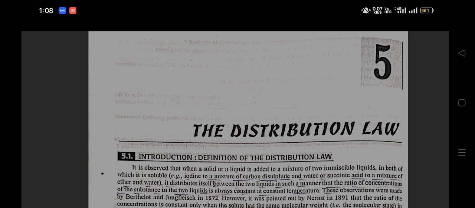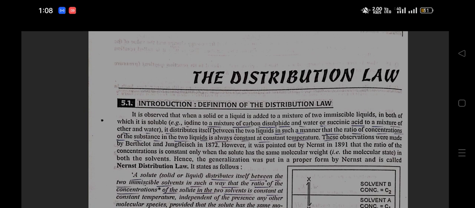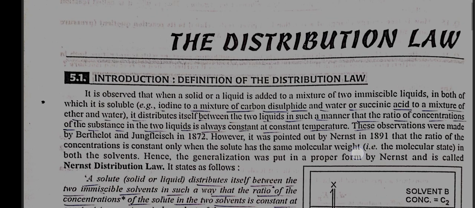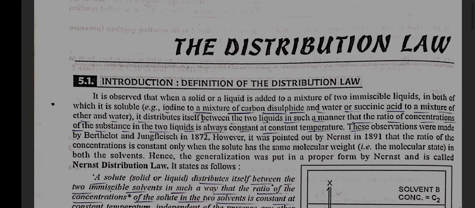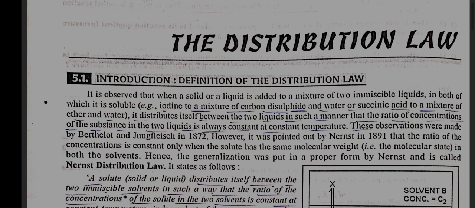Now we discuss the distribution law. Let's start. Introduction. It is observed that when a solid or a liquid is added to a mixture of two immiscible liquids, in both of which it is soluble, for example iodine to a mixture of carbon disulfide and water, or succinic acid to a mixture of ether and water, it distributes itself between the two liquids in such a manner that the ratio of concentrations of the substance in the two liquids is always constant at constant temperature.